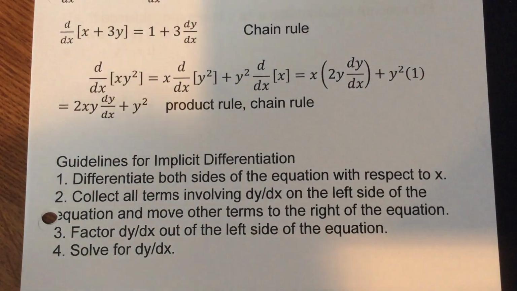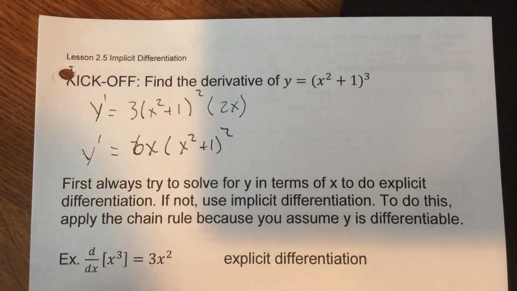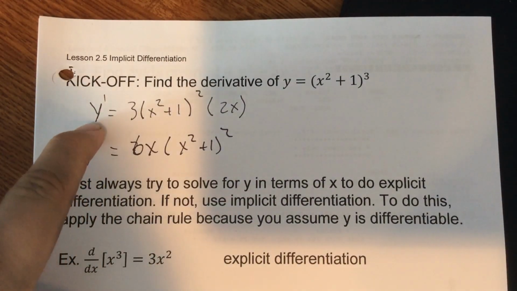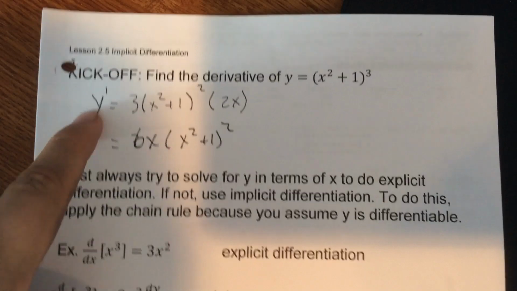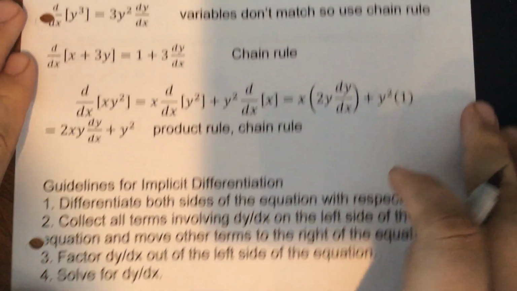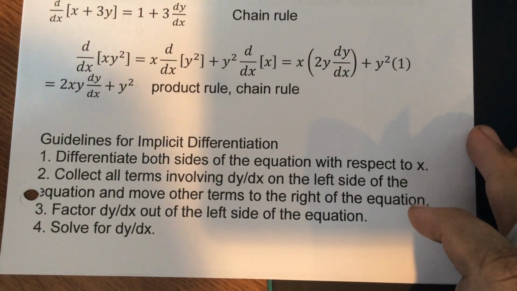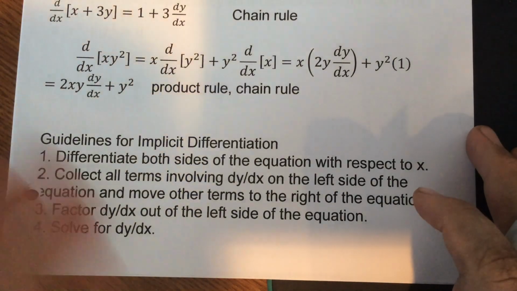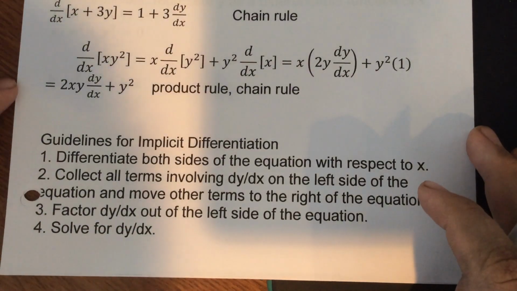Some guidelines that we follow. So before, if I go back to this top here, we just said, okay, derivative of y being the equation, we're just going to say y prime. Well, now we're going to differentiate this side and differentiate the other side when we're doing implicit. We're going to collect all the terms involving dy dx on the left side of the equation. So move everything to the left side of the equal sign. Everything else goes to the right side. We're going to factor out that dy dx and then solve for it. So let's do one.